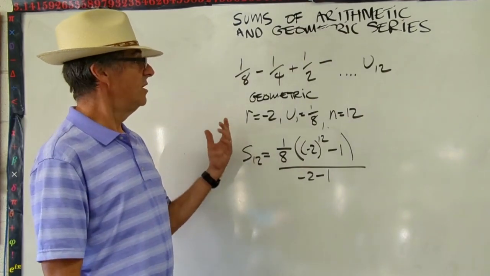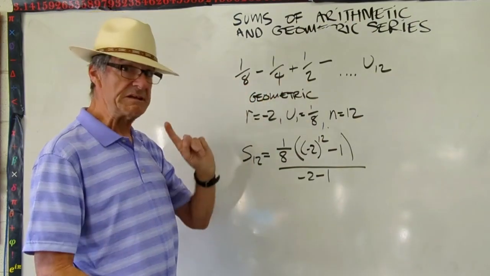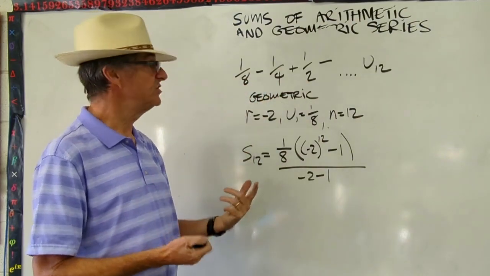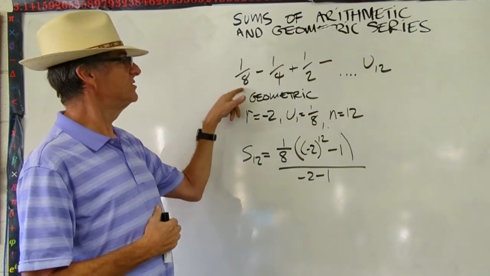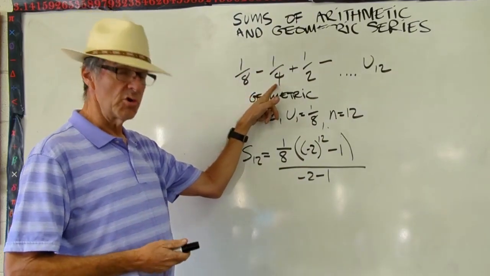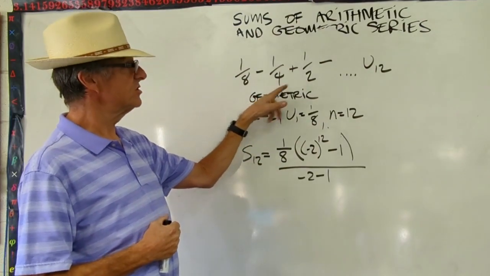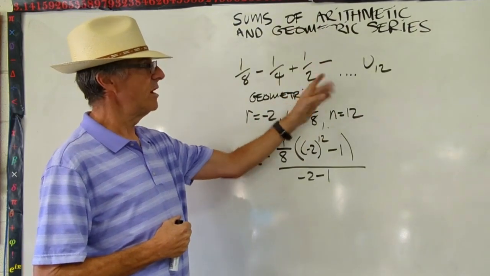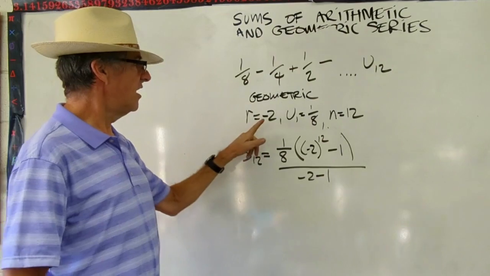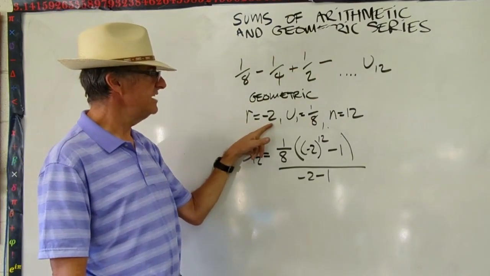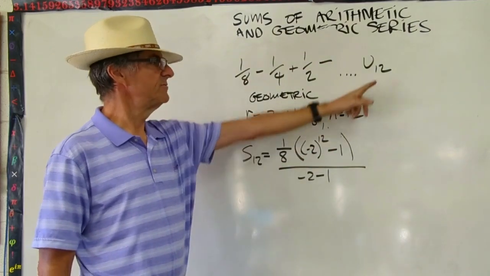Geometric sequence. Basically what we're doing is we're multiplying each fraction by 2 to get the next one, but not quite. It's by negative 2. So 1/8 times negative 2 is negative 2/8, which is negative 1/4. Negative 1/4 times negative 2 is positive 2/4, which is positive 1/2, and so on, all the way up to U12, the 12th term. So geometric sequence, our r, as we discussed, is minus 2. Our first term is 1/8, and finally, our number of terms is 12.